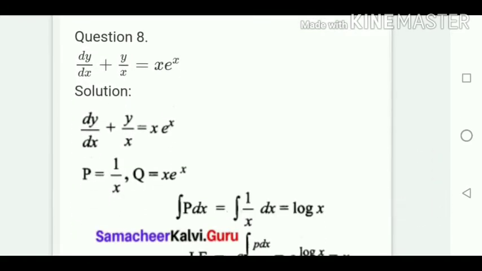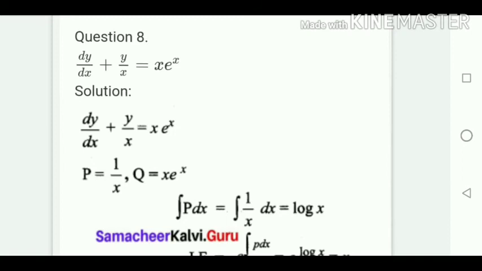The next question is the 8th question. dy by dx plus y by x equal to x e power x. So here p equal to 1 by x and q equal to x e power x. So integration of p dx equal to integration of 1 by x dx, that is 1 by x is integrated, we are getting log x.